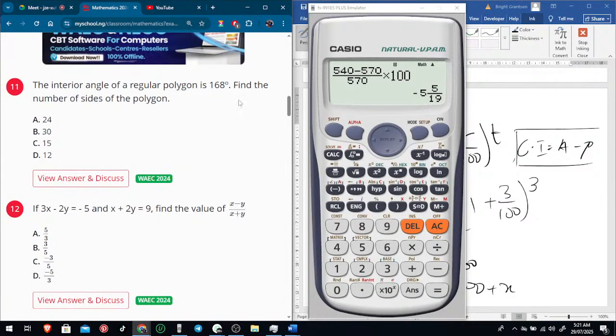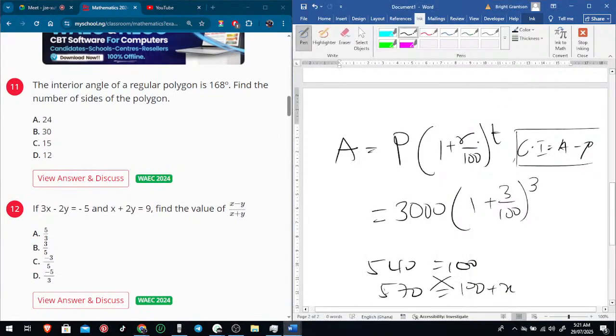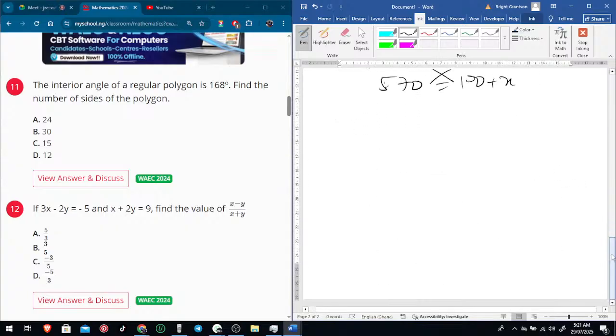Number 11, the interior angle of a regular polygon is 168. Find the number of sides. I believe you know the formula for the interior angle of a regular polygon. This is the interior angle, meaning the singular. So (n minus 2) times 180 is the sum. When you divide by the number of sides, you get only one angle, because in a regular polygon all the angles are equal.